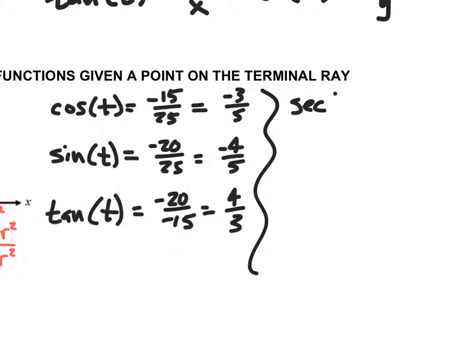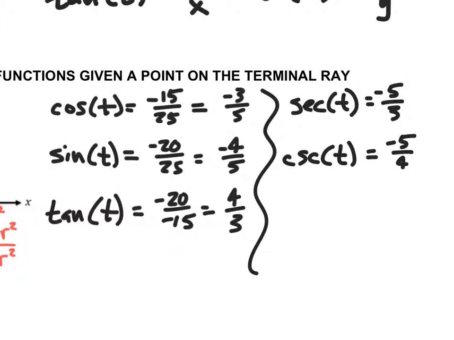Okay, so now that I have my generic trig functions, I can label my secant function. Secant of t is just my reciprocal, which is negative 5/3. Okay, I can find cosecant of t, which is the reciprocal of my sine function, which is negative 5/4. To find my cotangent of t, that's just going to be the reciprocal of my tangent function, which is going to be 3/4, and that's it.